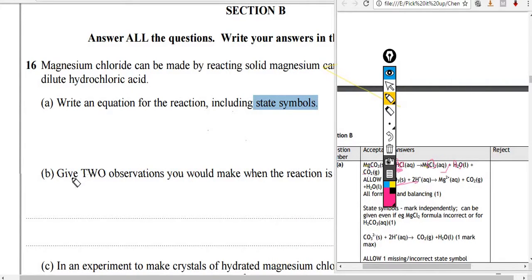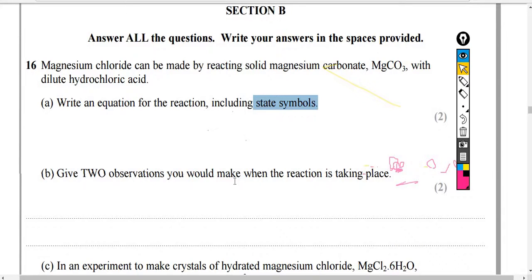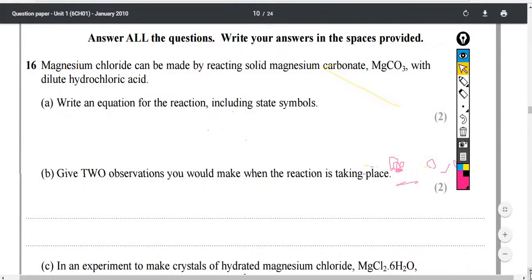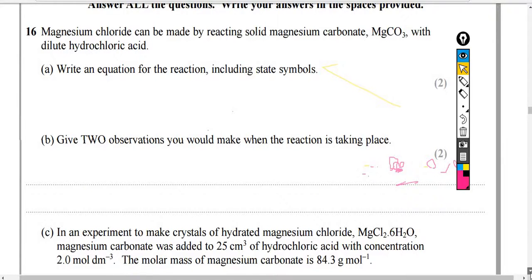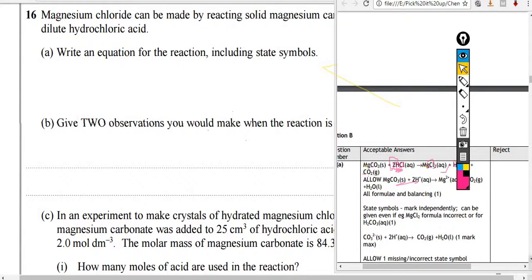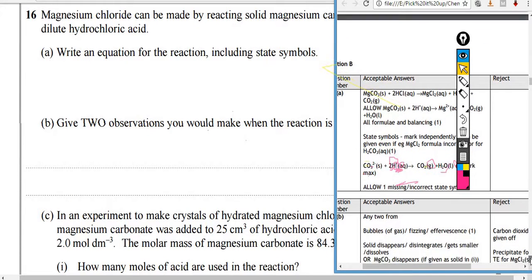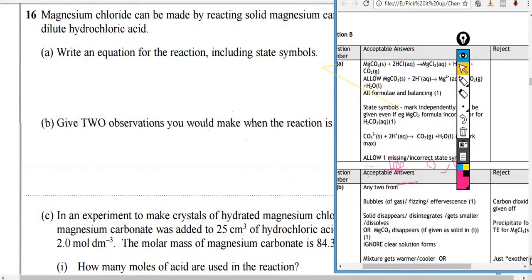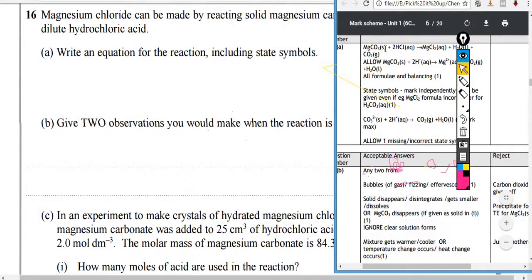In the next question, you have been asked to give two observations you would make when the reaction is taking place. So now you know the reaction. What would be the two observations that you could see? As you can remember, we got carbon dioxide bubbling up when the reaction is proceeding. That's going to be one.